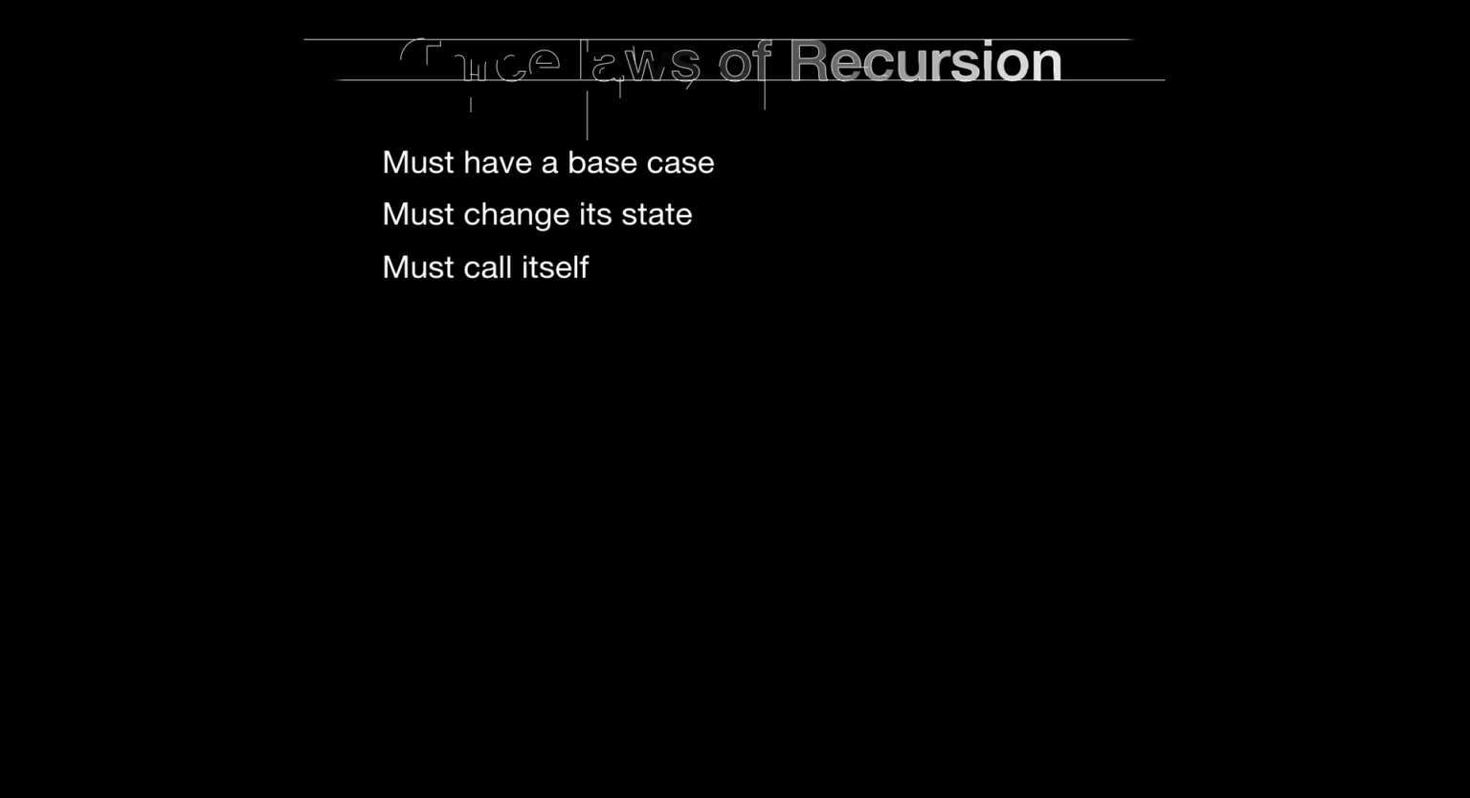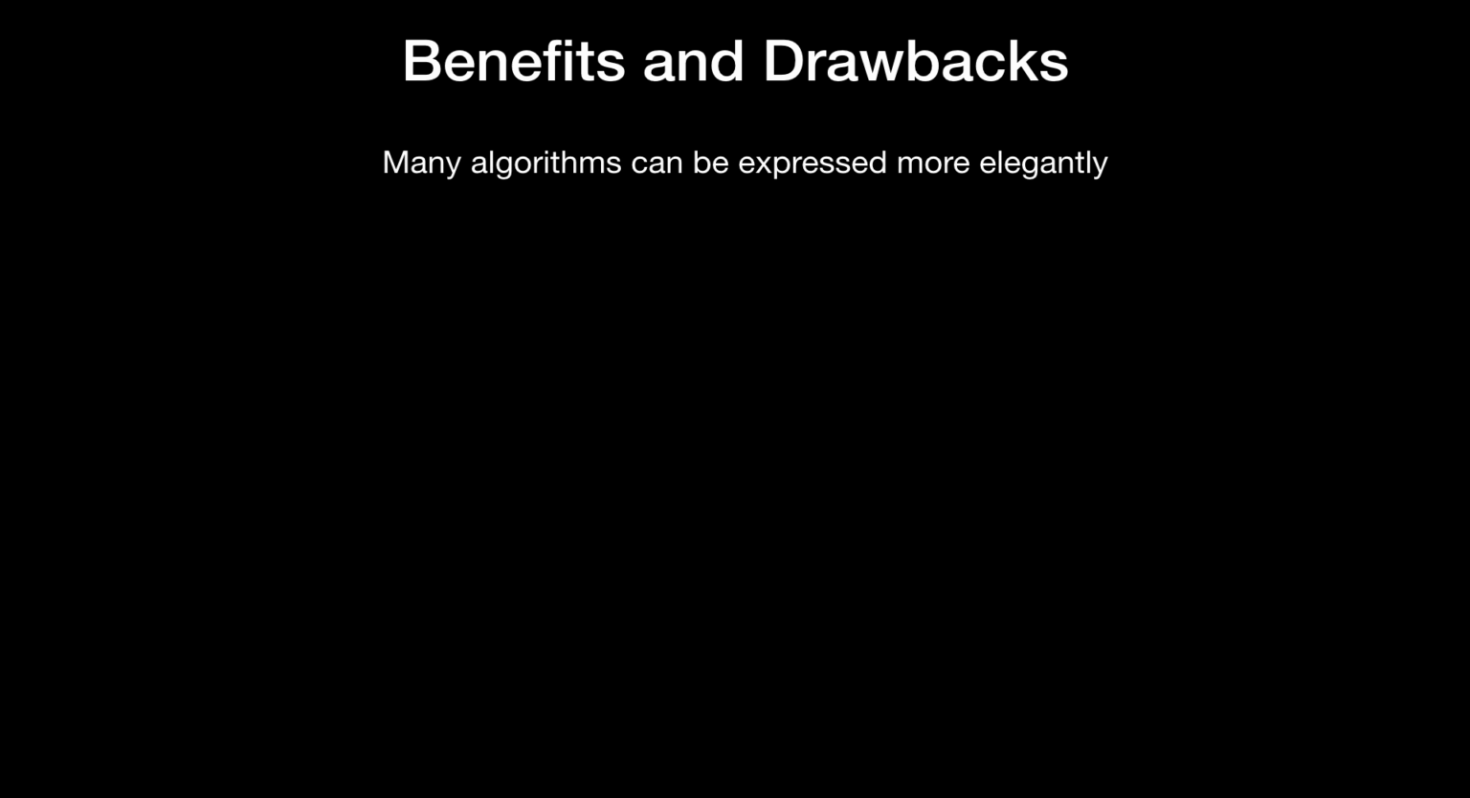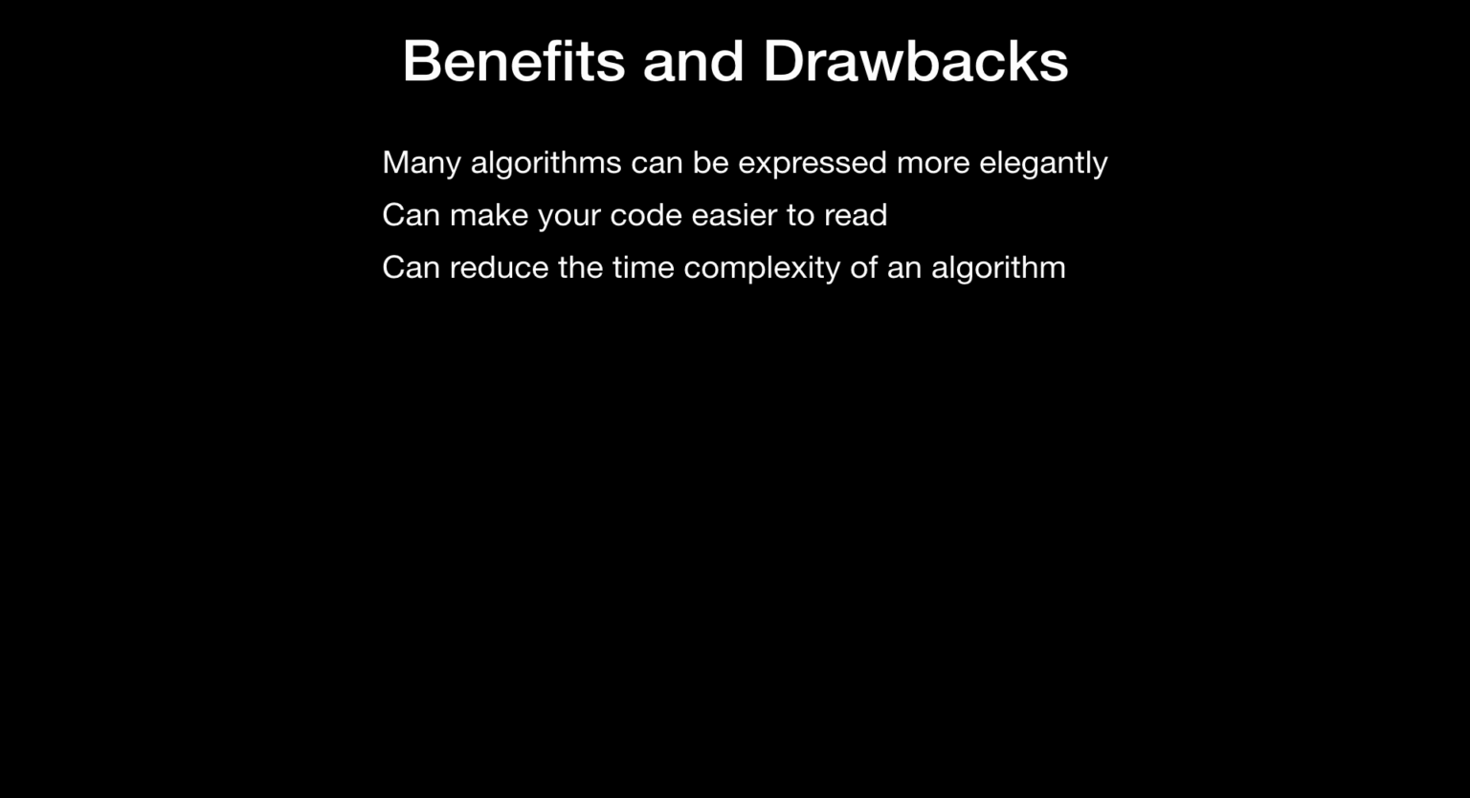Recursion, like all programming paradigms, has some benefits and some drawbacks. We'll take the benefits first. Many algorithms can be expressed more elegantly using recursion. This makes your code easier to read by other people, which is important if you're working on a project in a big team. Recursion can also reduce the time complexity of an algorithm. This is because recursion by nature has decision-making control structures built in. This is because a requirement of a recursive function is that it has a base case asking whether the function should call itself again or terminate.